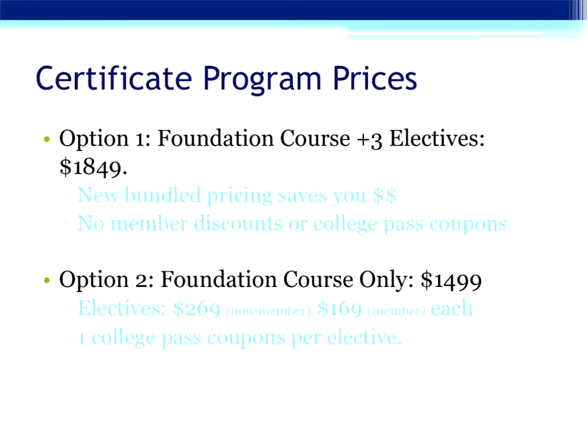Option 2 is where you purchase the foundation course by itself for $14.99, and then you purchase your 3 electives separately. And your elective prices for 2013 are $269 if you're not a member, or $169 if you are a member, or you can use one College Pass coupon for each elective. So again, 2 different pricing options for the certificate program.